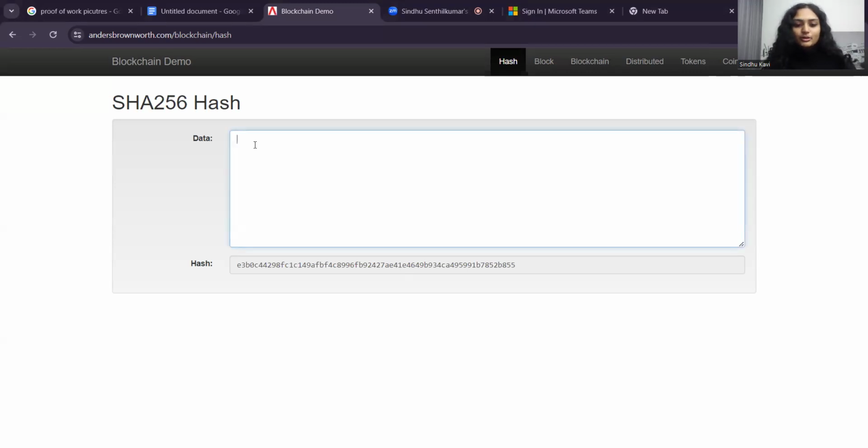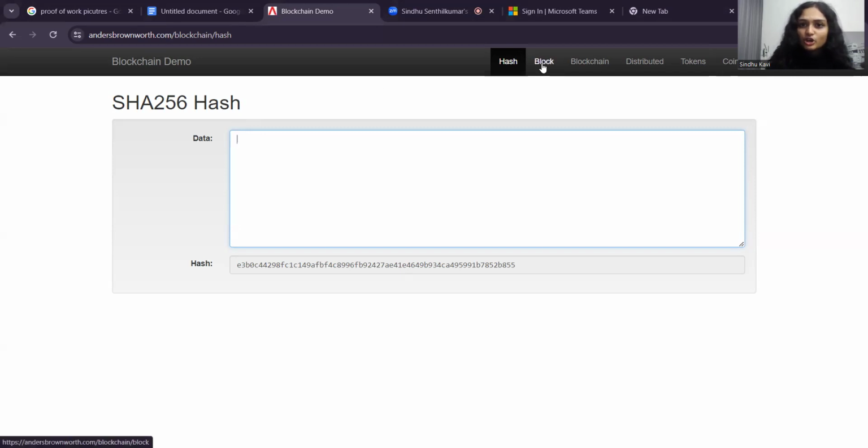So let me type in my own name, Sindhu, for example. You see how the hash changes? Or if I change it to Bitcoin, again, the hash changes. So we notice that the hash is dependent on the data for it to be changed. So this is about the SHA-256 hash. Remember hash as a digital signature, and SHA-256 is a hashing algorithm that is used widely by most blockchains.